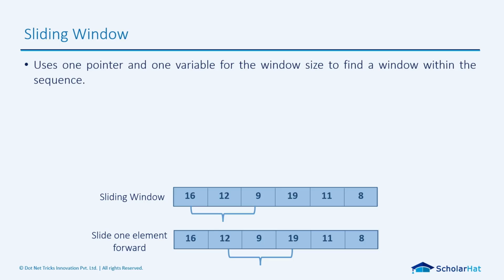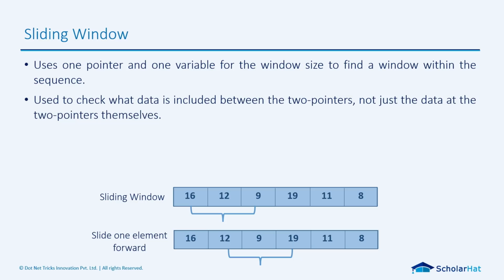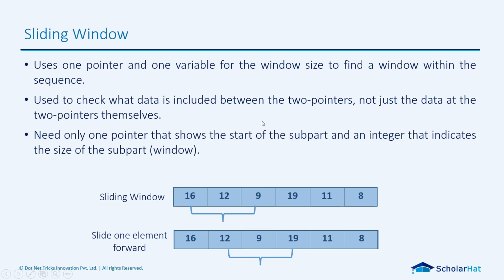Next, we're going to see the sliding window. It uses one pointer and other variables for the window size to find something within the sequence. It's used to check what data is included between two pointers, and not just the data at the two pointers themselves. We're going to see this also. It needs only one pointer that shows the start of the subpart and an integer that indicates the size of the subpart.